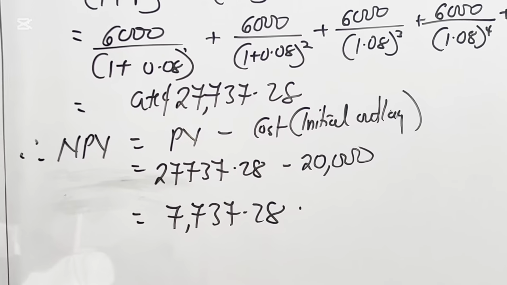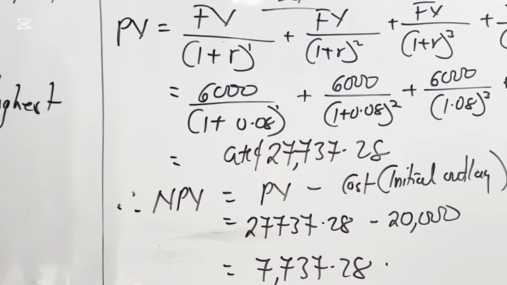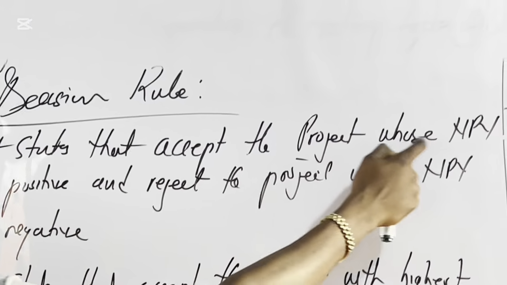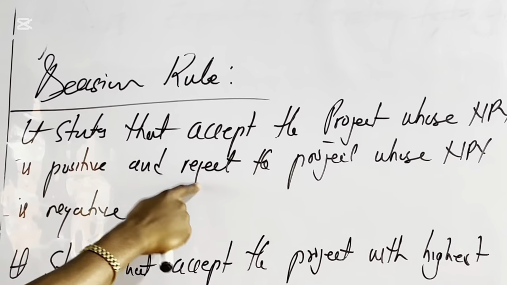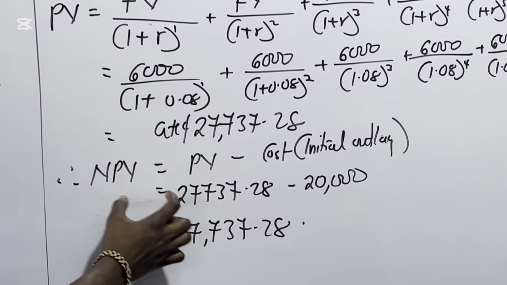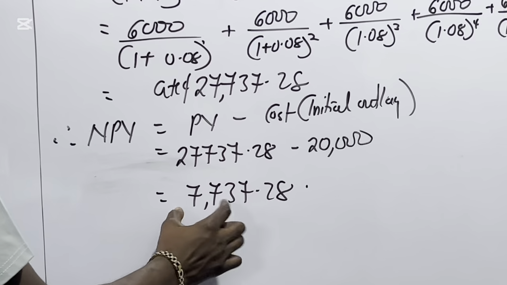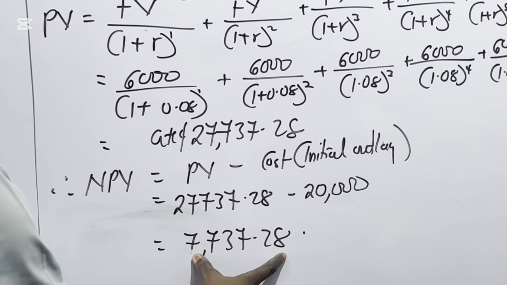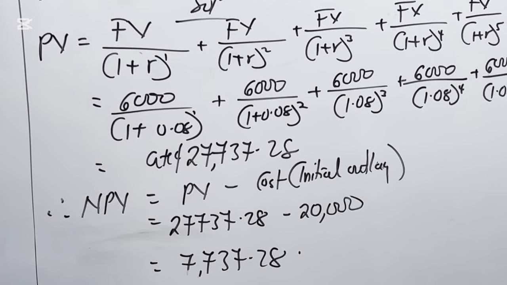Now, should we accept this project or not? Let's come here. It states that we accept the project whose NPV is positive and reject the negative one. So you'll see that here our net present value is positive, not negative. Since it's positive, we accept this project.